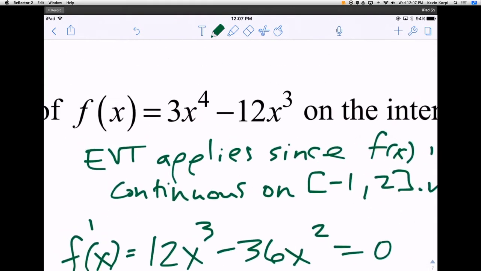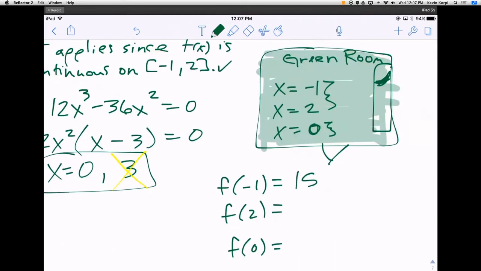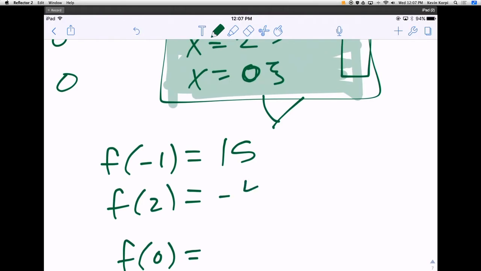You ready? Let's plug in a 2 up here. 2 to the 4th is 16 times 3 is 48 minus 8 times 12 is 96. 48 minus 96. -48. Whoa! The crowd goes wild. Nicely done.